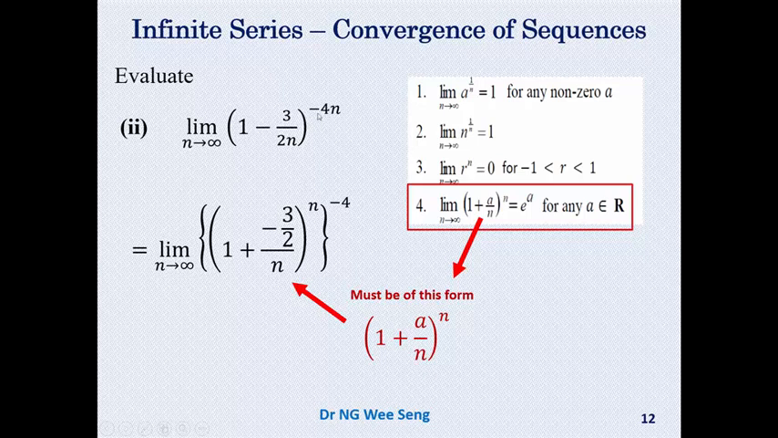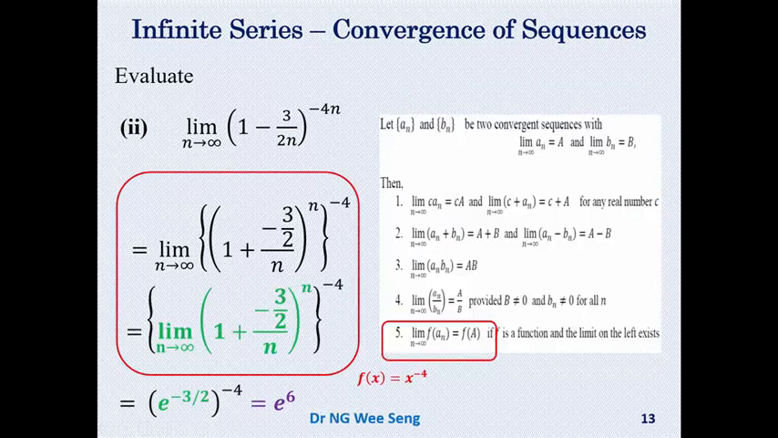We also need to address this power minus 4n. In formula number 4, the power has to be n. So it's a standard trick that you write first power n, followed by power minus 4 outside. So this is just a simple use of the indices law. And finally, we will address this power minus 4.